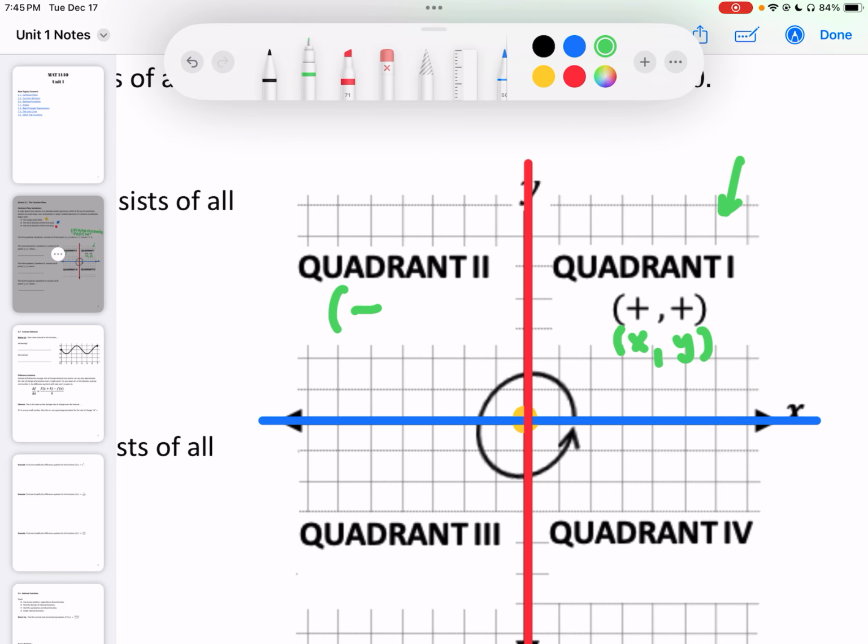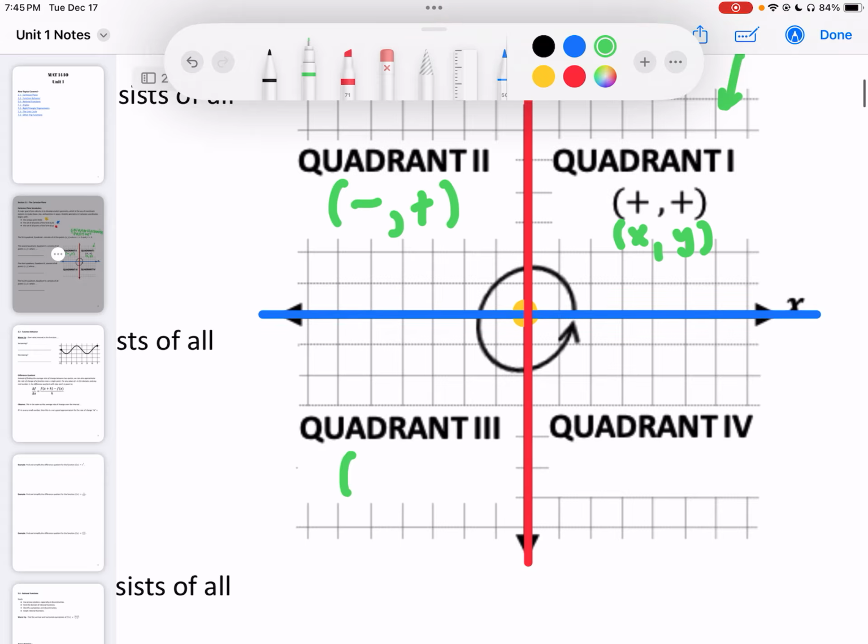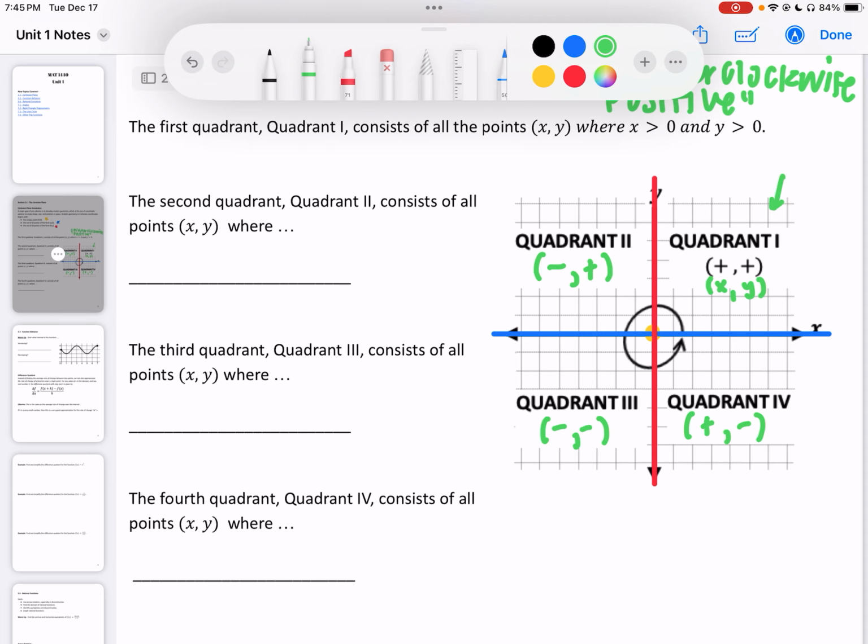Okay, so then in quadrant two, okay, so these are x, y coordinates. In quadrant two, it's going to be a negative x and a positive y. In quadrant three, both of our values are negative. And in quadrant four, we have a positive x and a negative y. Again, things that you know that you just haven't necessarily really thought about.